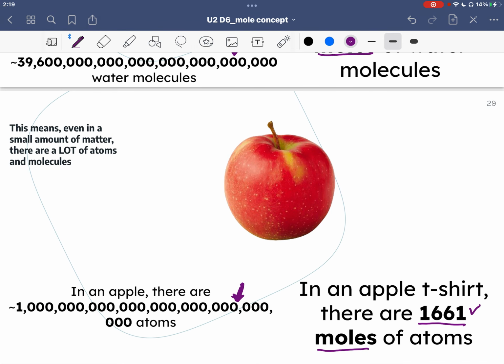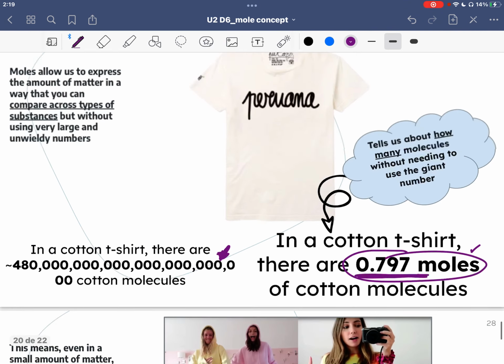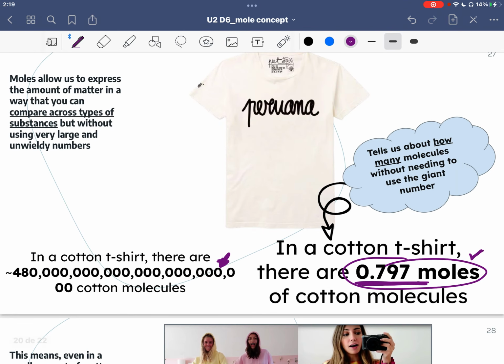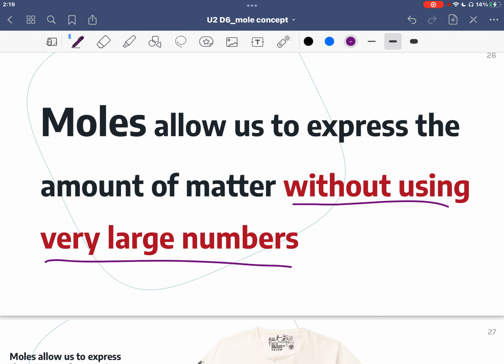Before, all I could say was, oh, I had a bunch of big numbers. Now I can say, wow, there's way more atoms in the apple than the molecules of water, than the molecules of cotton. So the moles allow us to express the amount of matter without using very large numbers and to easily compare amounts between different measurements.